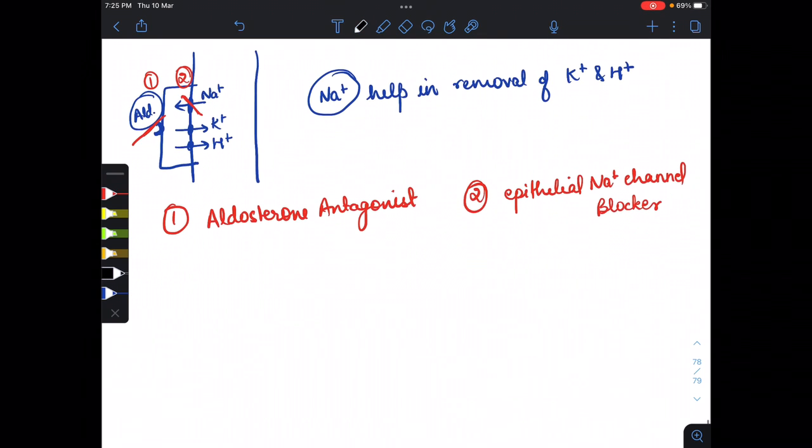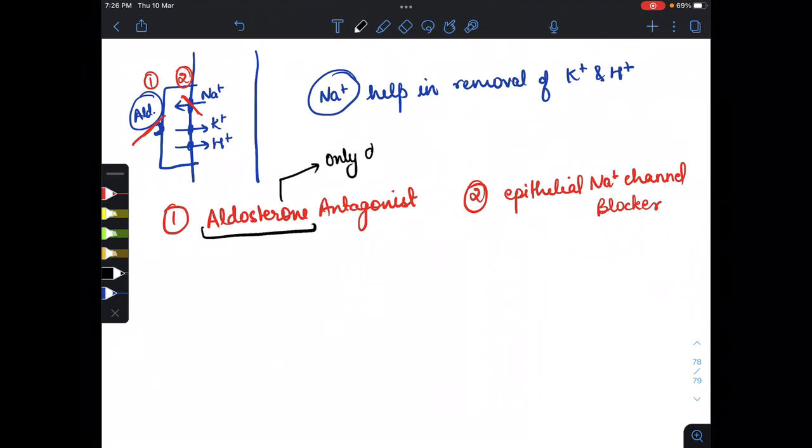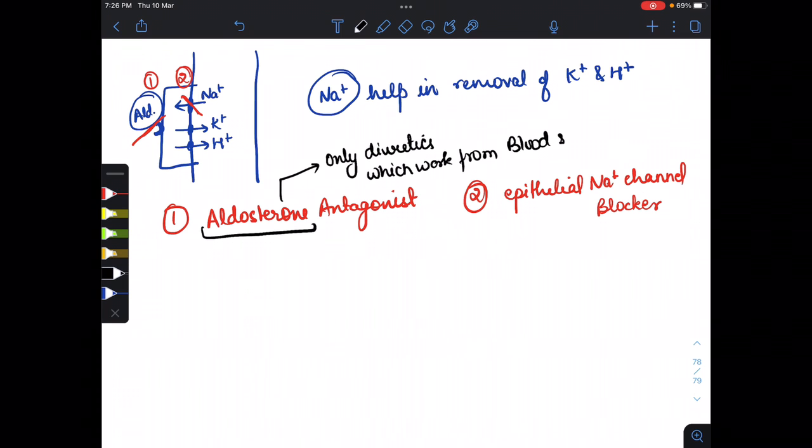Here we have to know that all the diuretics act from the luminal side, but aldosterone acts from the blood side. So the aldosterone antagonist is the only diuretic which works from the blood side, while all the rest work from the luminal side.